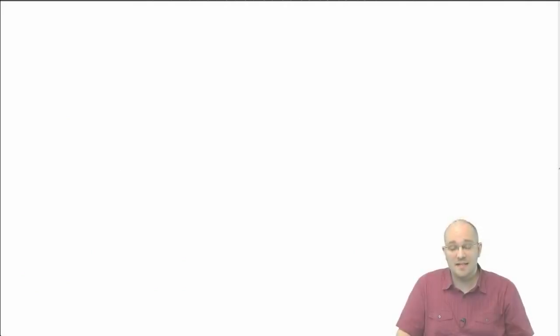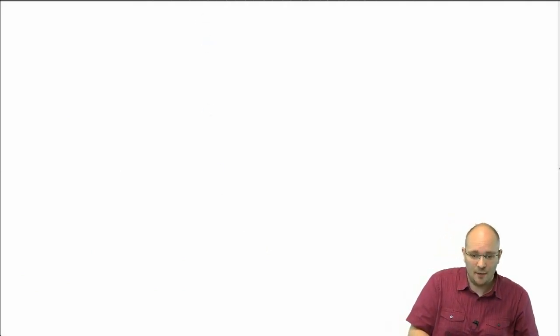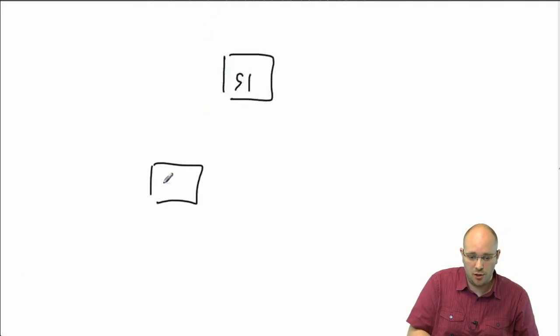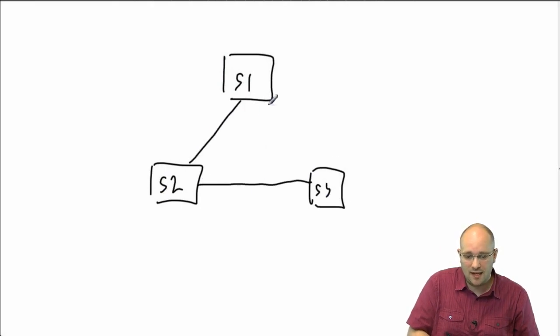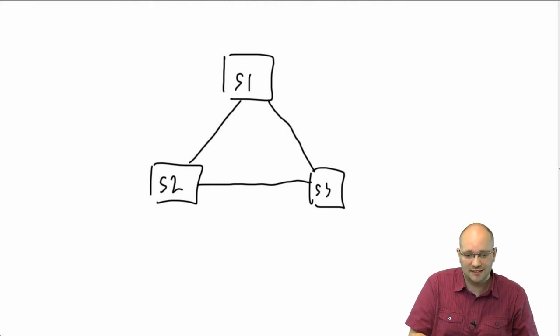So what needs to happen here now is the actual election. So let's take a look at the example again. So we have switch 1 here, switch 2 here, and switch 3 here. They are interconnected like this. The initial BPDUs have been exchanged. I'm going to keep things simple.